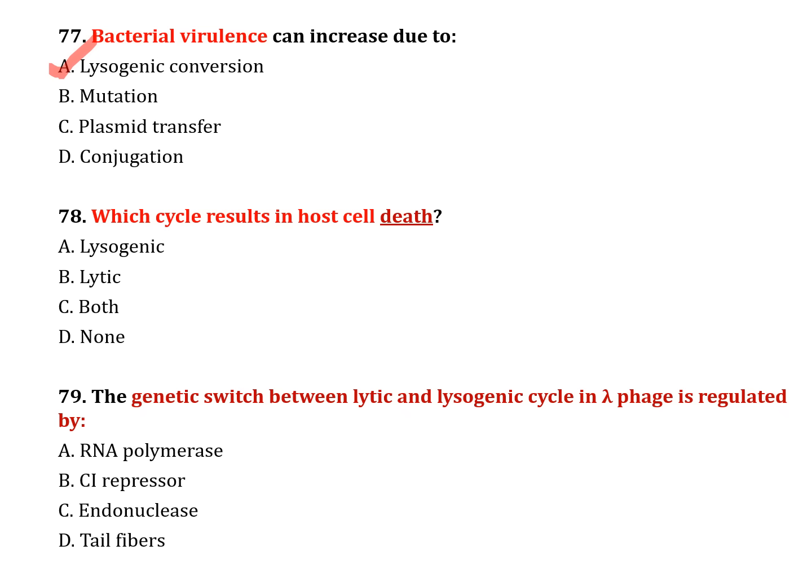The next question, number 78: Which cycle results in host cell death? Option A, lysogenic; option B, lytic; option C, both; option D, none. Correct answer is option B, lytic.